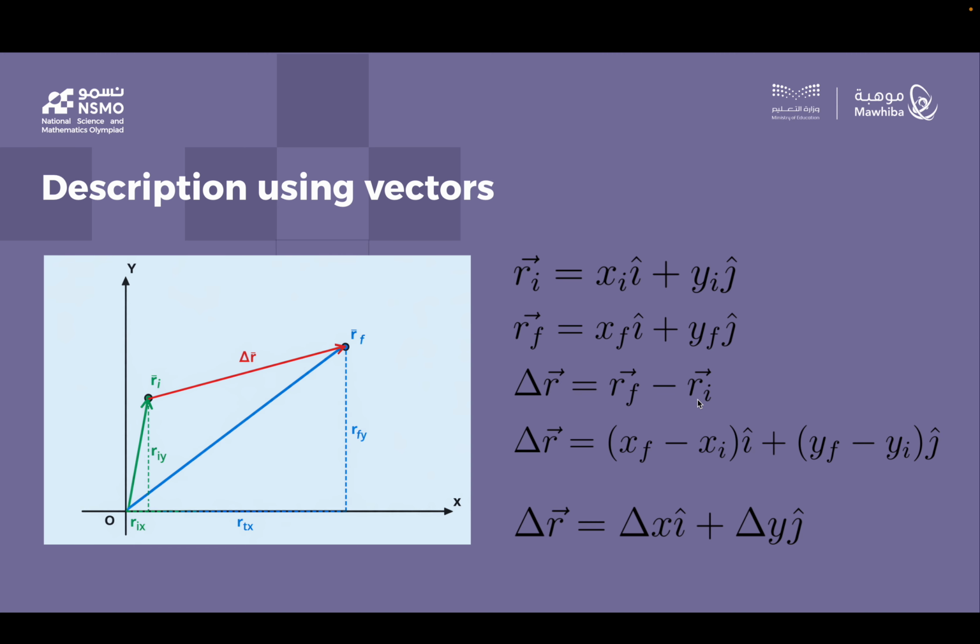Substituting the expressions for the final and the initial positions, we arrive at (xf minus xi) times i plus (yf minus yi) times j. xf minus xi is simply the change in the x-coordinate, so it is delta x. Similarly, yf minus yi is simply the change in the y-coordinate, so it is delta y.